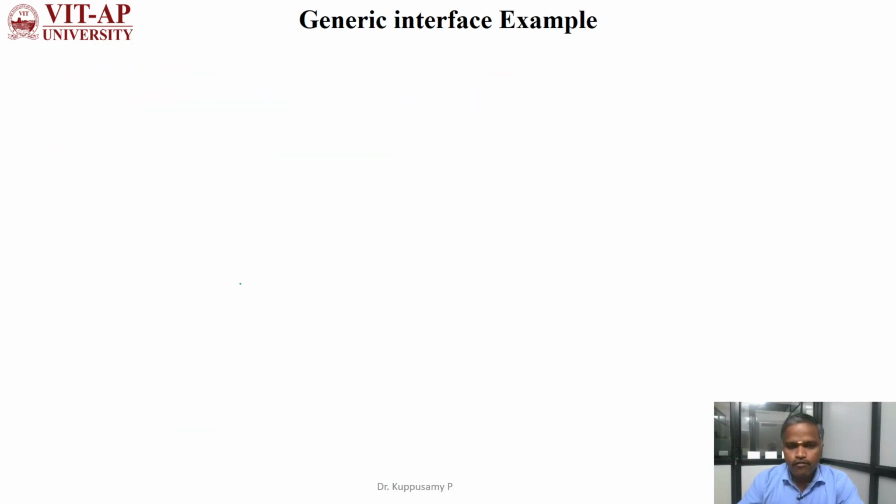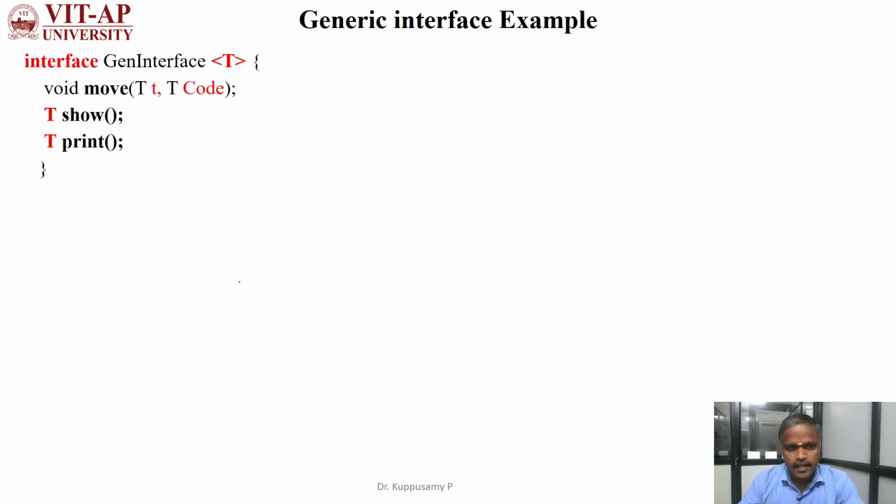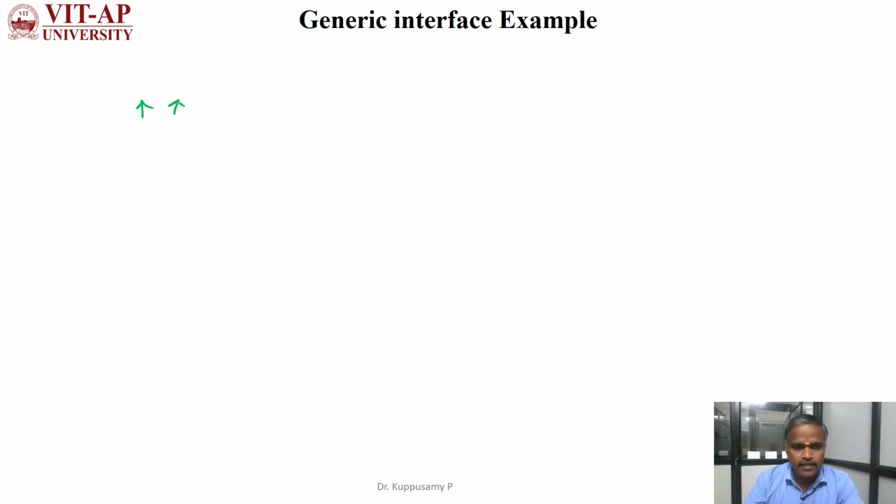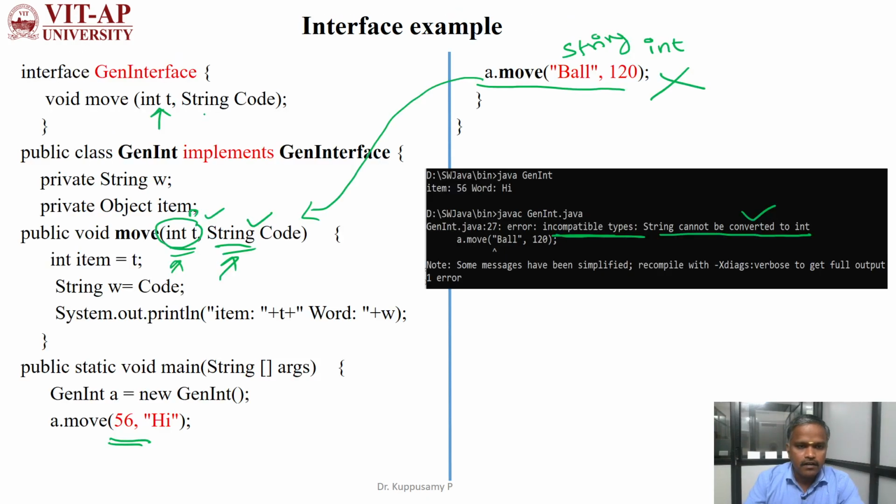But why do we go for a generic interface here? In the generic interface, since you are using the type variable, you see previously we used a specific data type.